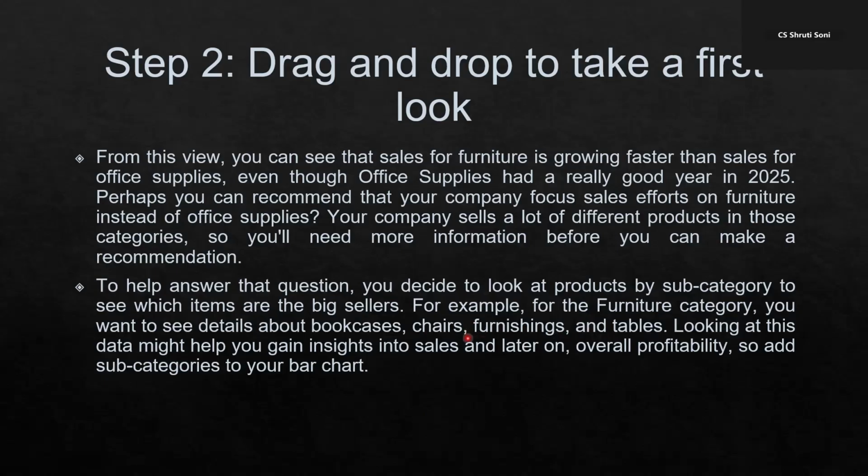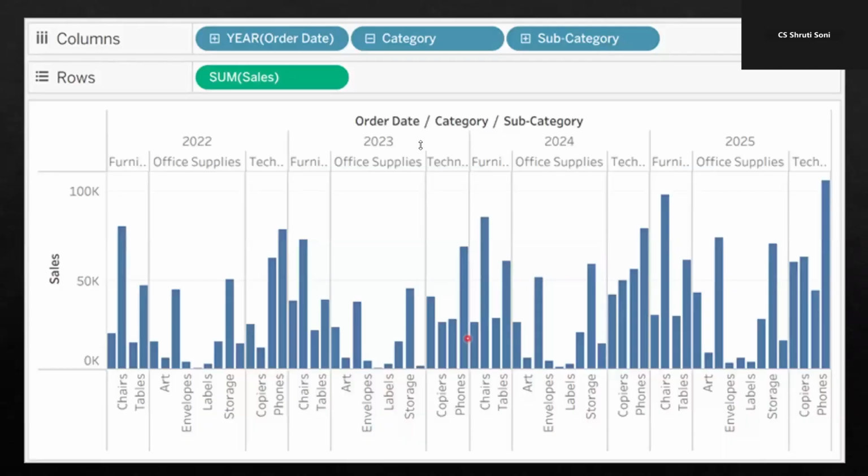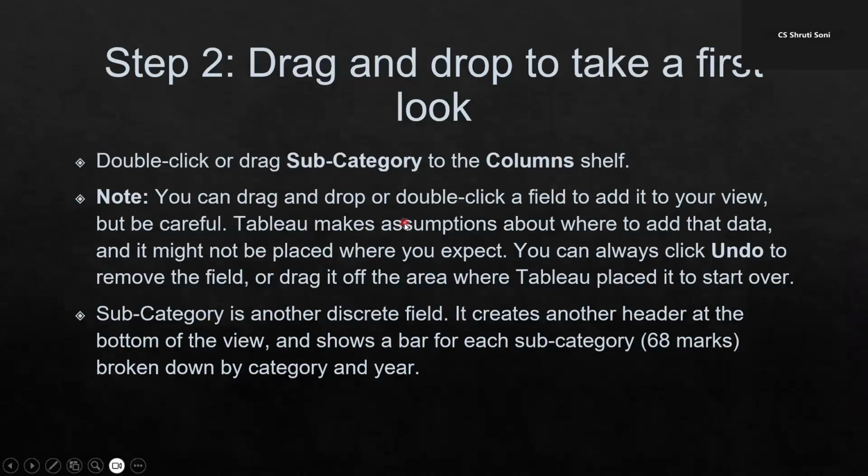So you can add subcategories to your bar chart also. So if you want subcategories like this one, see, if you want to add subcategories, you can add subcategories here. So whichever subcategory you want to add to the column shelf, you can add it. Okay, you can drag and drop or double click a field to add it to your view, but be careful. Tableau makes assumptions about where to add that data and it might not be placed where you expect. So you can always click undo to remove the field or drag it off the area where Tableau placed it to start over.